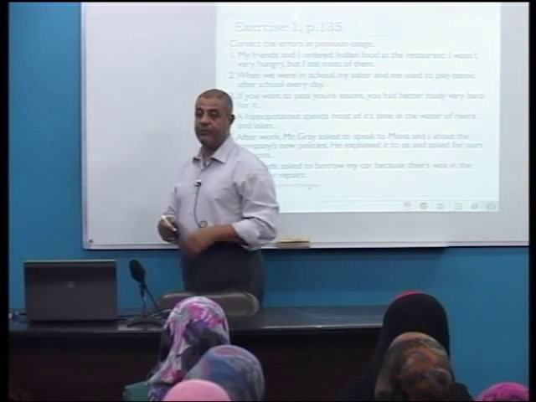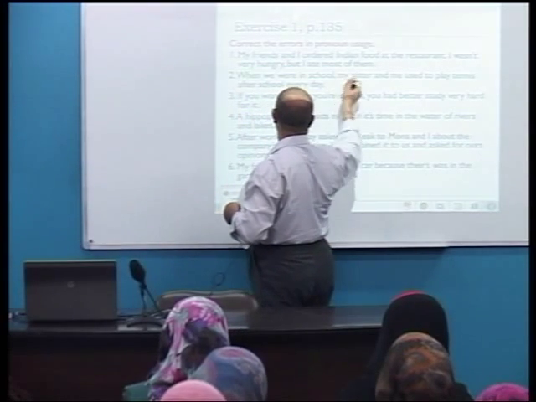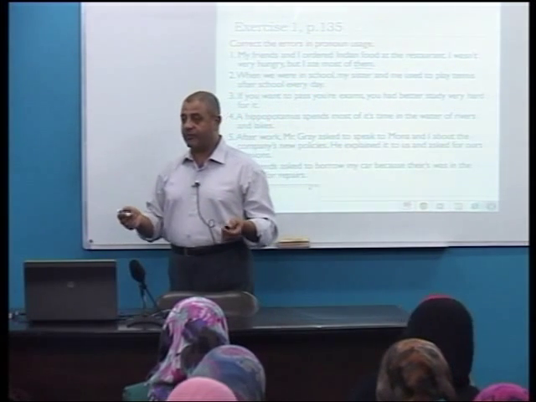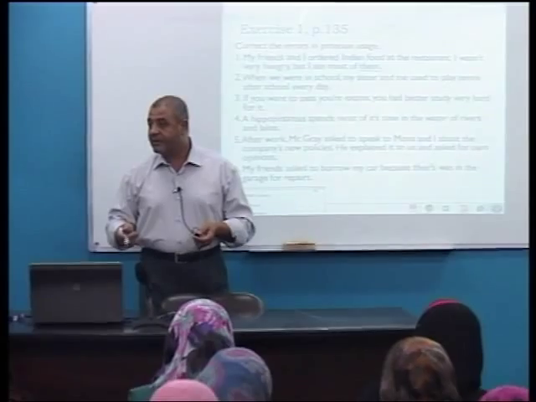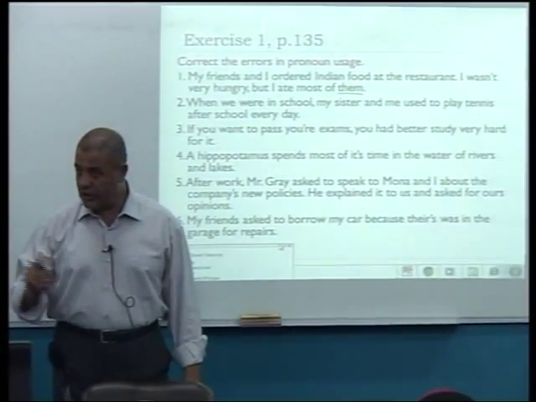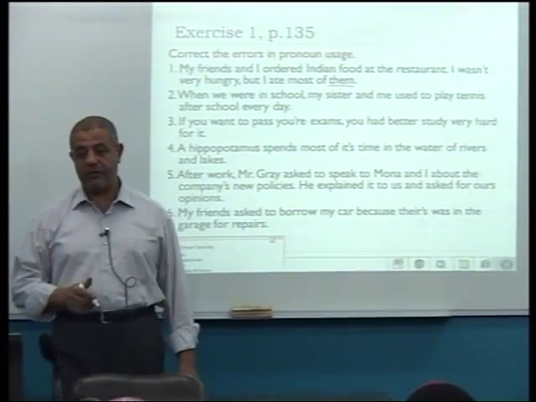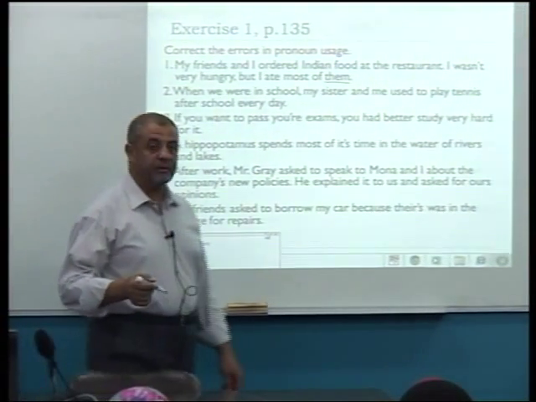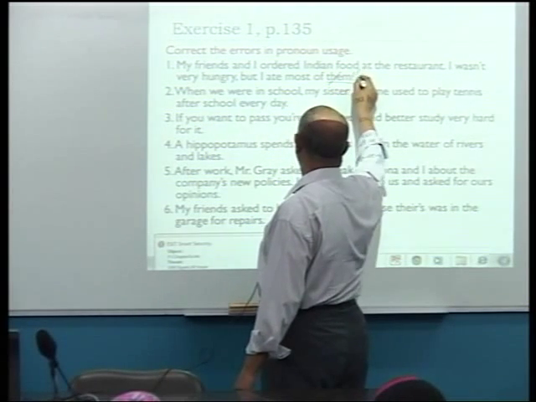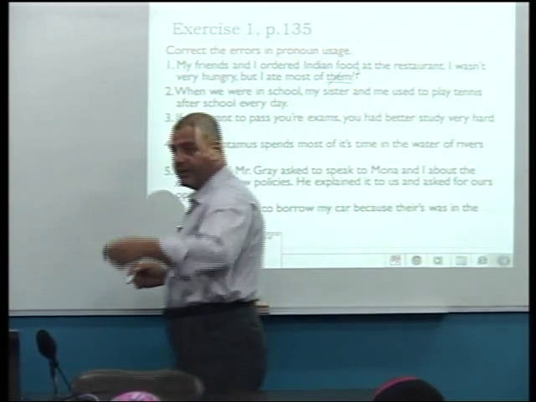Most of it. Good. Why it, not them? Because it is a non-count noun. For the non-count nouns, we use what? Singular verb. Very good. We say food is, right? So this should be, instead of of them, we say of it. Good. Would you read the other sentence, please?